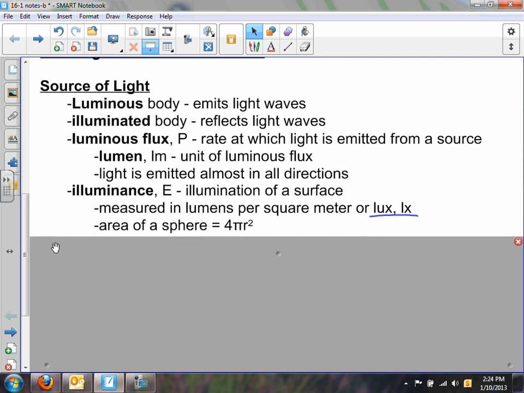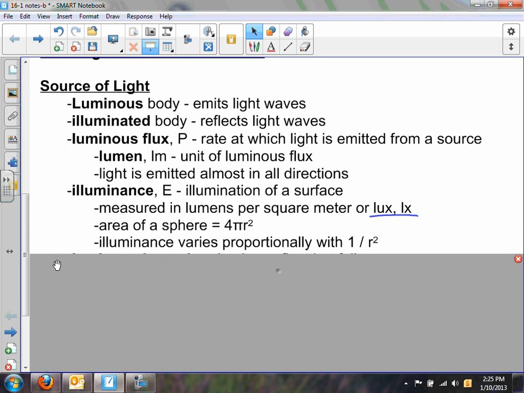We know that the surface area of a sphere is 4 pi r squared. The area of a circle is pi r squared, so the area of a sphere is 4 pi r squared. If you've got a bulb emitting light, it goes out in all directions, so that light gets divided amongst the whole sphere of influence, I suppose you could say. What happens to the illuminance the further you get? Well, it goes down. It varies proportionally with 1 over r squared.